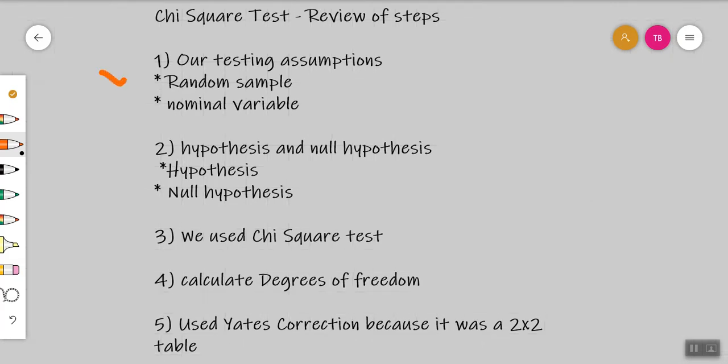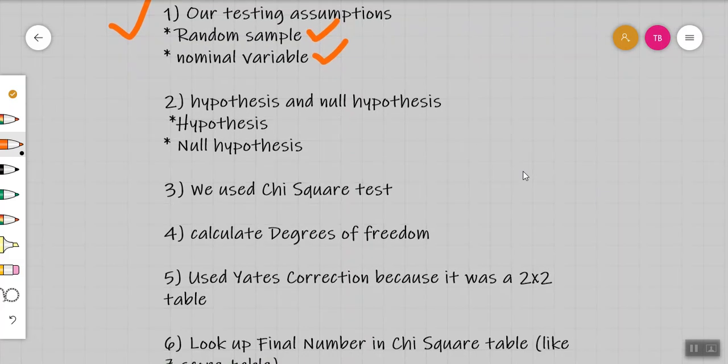One, and again, this will be a review, but I'll go through these steps in more detail in just a bit. So one, our assumptions are going to be it's a random sample, because like with any hypothesis testing, we want to assume that it's random. And of course, they're nominal variables, so we have to change it a little bit in order to actually test it, because we can't use the normal curve. Okay. We're going to be testing hypothesis and null hypothesis, just like in regular hypothesis testing. We're going to use a chi-square test.